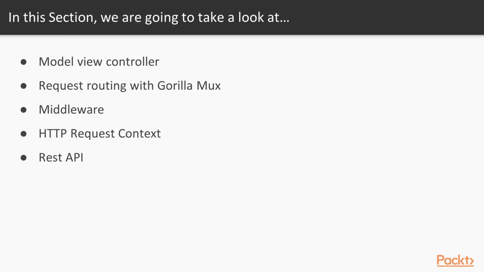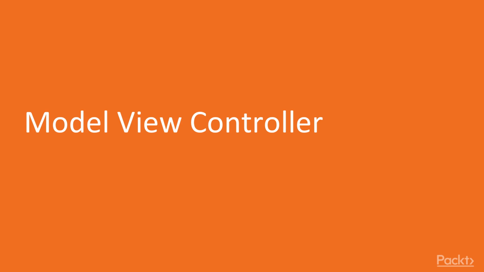We'll start off by covering the Model View Controller architectural pattern, and then we'll take a look at request routing with the Gorilla Mux package. Moving on, we'll cover HTTP middleware in Go, and then we'll cover the HTTP request context. And finally, we'll see how to implement a REST API in Go.